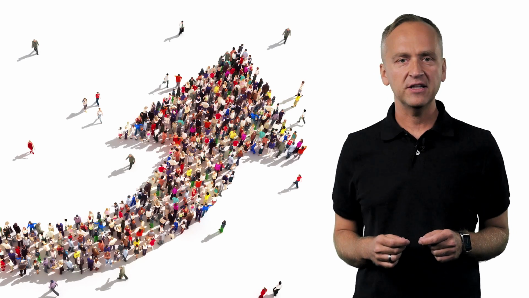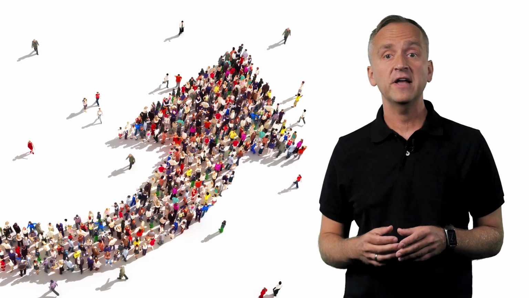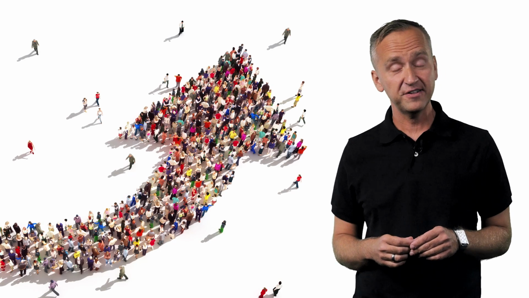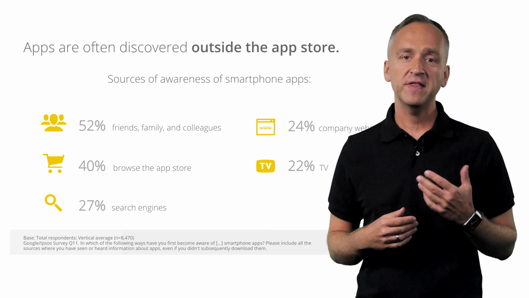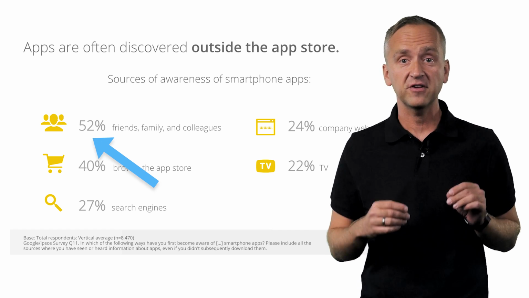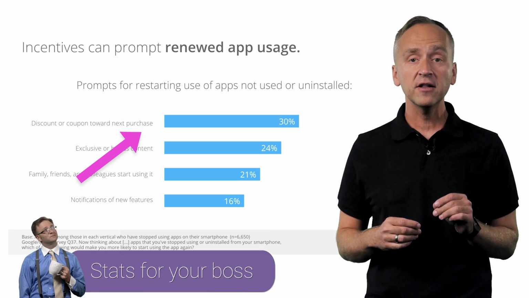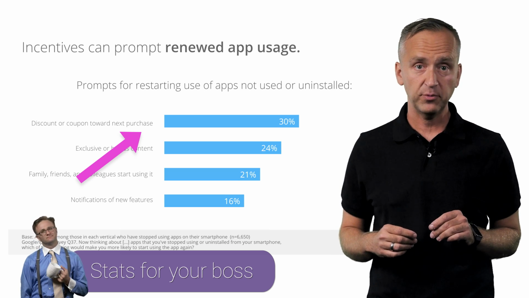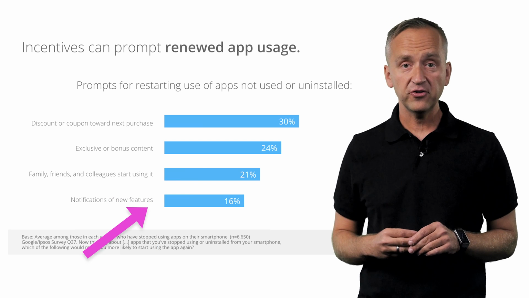In late 2014, Ipsos conducted a study to investigate app discovery, acquisition, usage, and abandonment. 8,470 respondents aged 18 to 64 participated in the study. And when asked about how they became aware of an app, 52% identified their friends, family, and colleagues as the most trusted source. The same study found that the number one way to get a user to install or use an abandoned app again are discount coupons or credits towards next purchase, new content, friends or family recommendations, and new features.